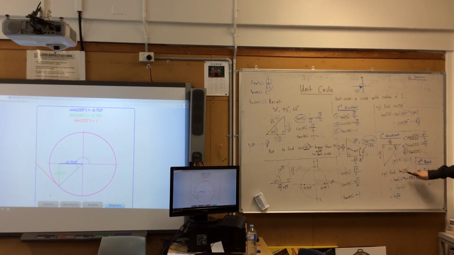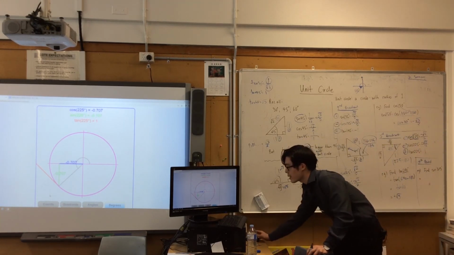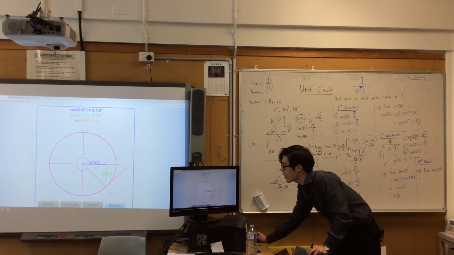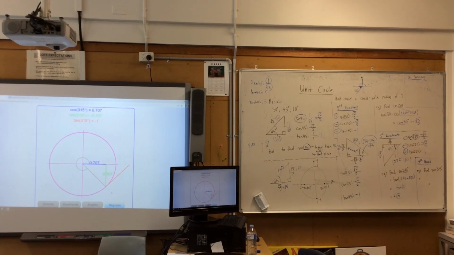If the question was, say, sine 240, you do the same thing, but you put a negative in your final answer. Does that make sense? All right, let's just look at the fourth quadrant last, quickly. So I'm going to look at sine 315. So what do you notice? What's only positive in the fourth quadrant? Cos. Yep, so only cos is positive.